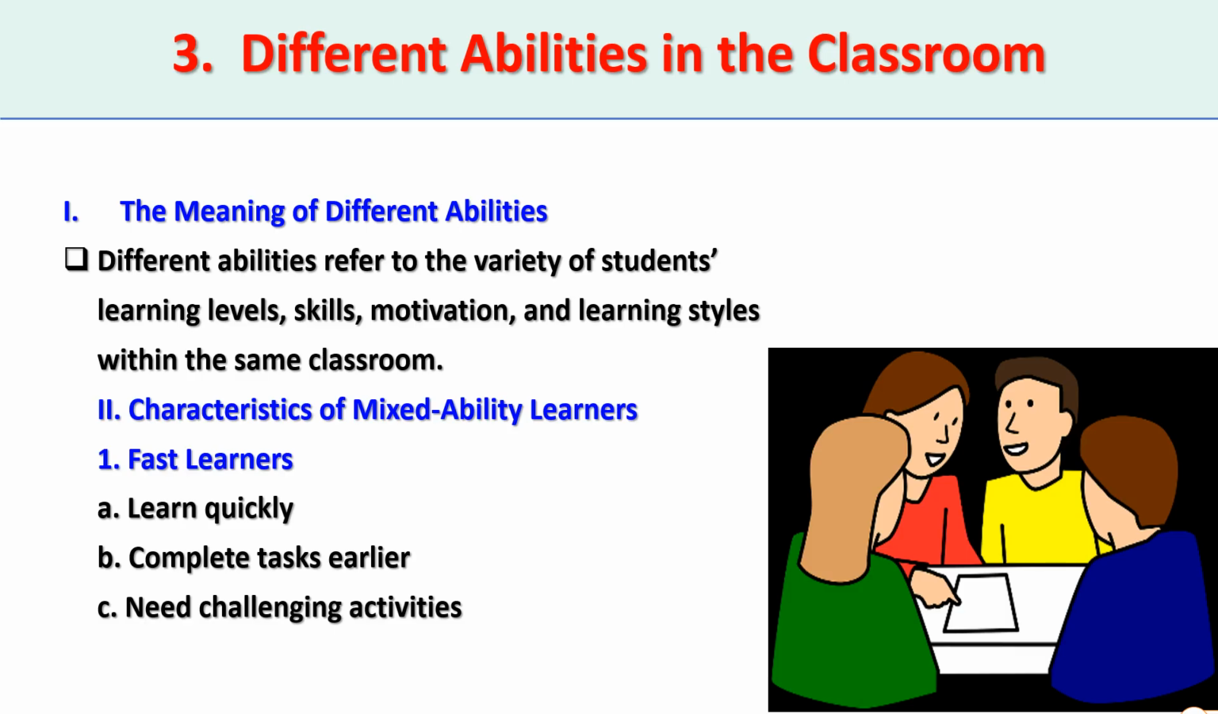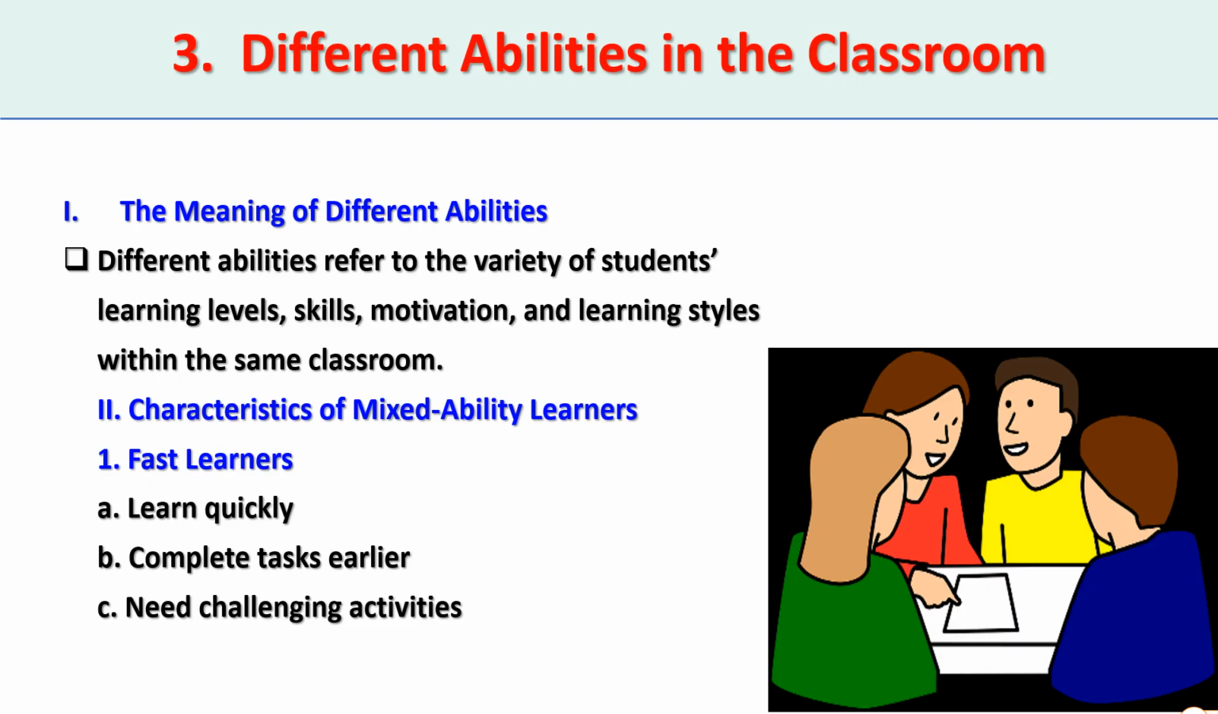So to manage this, we have to understand the different types of learners in our class, starting with our fast learners. We have to know the characteristics of the fast learner. They are the students who learn quickly and complete tasks earlier than everyone else. They are putting their pencils down while the others are still on step one.